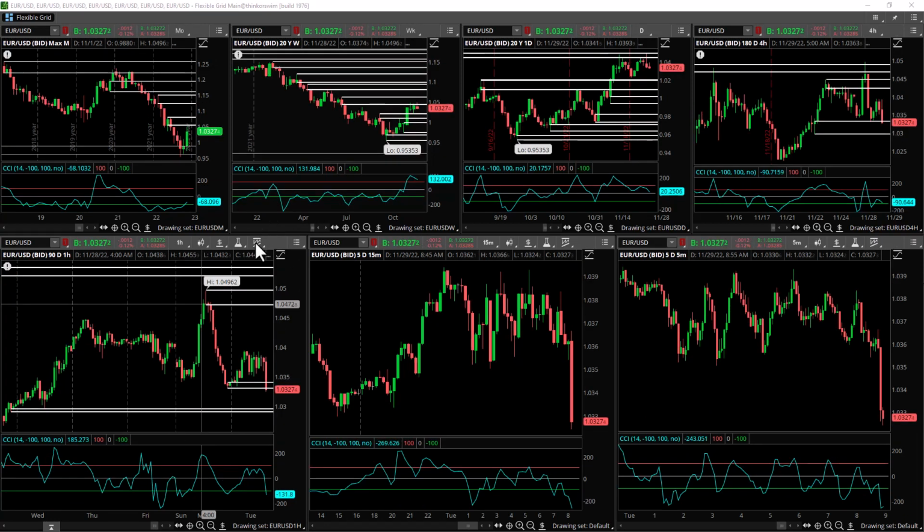Okay, so we're looking at the euro dollar over here, and again this is live in our trading room today on the 29th of November, and we're coming up to, if you can look at the time at the bottom, 9 AM Eastern time. If you look at where we are here, this hourly bar is about to close.